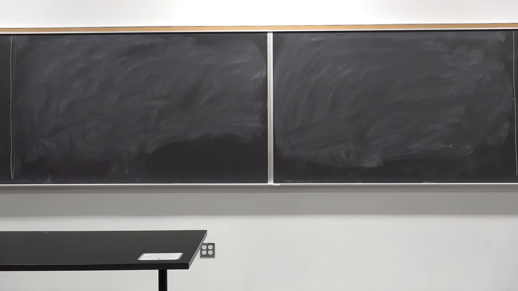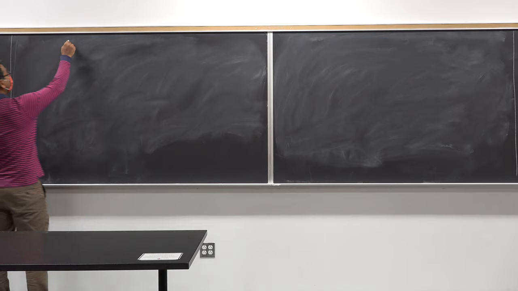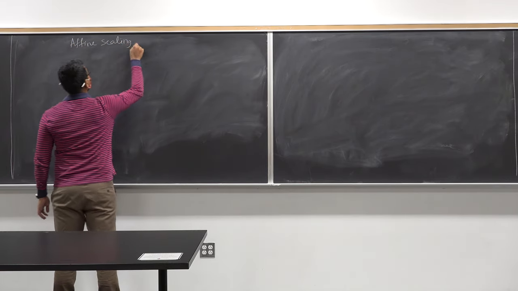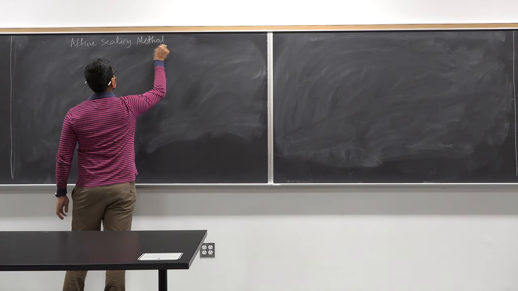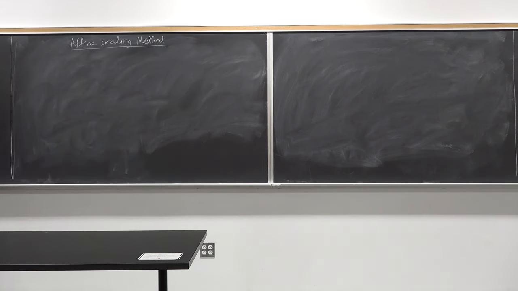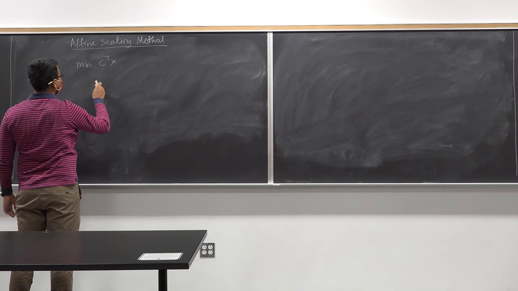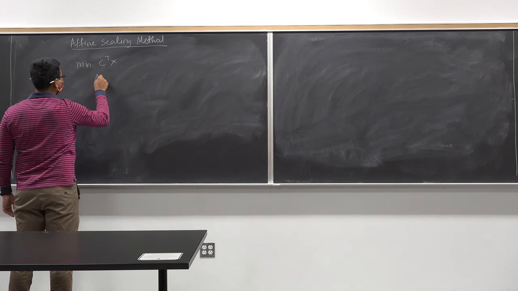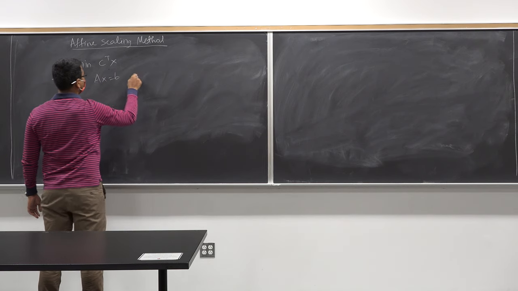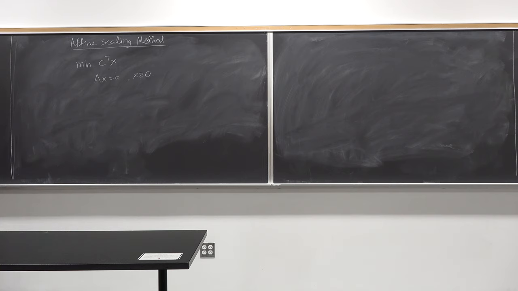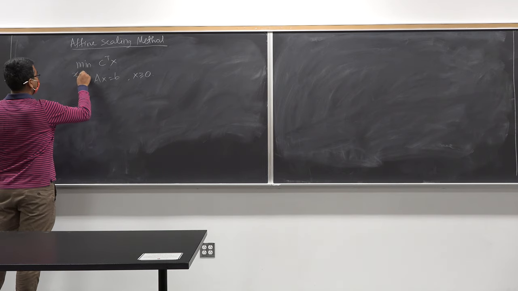Okay, let's get started. Today's topic for discussion is the affine scaling method. The goal in the affine scaling method is to solve problems of this type. It's a linear programming problem. I want to minimize c transpose x such that Ax is equal to b and x is greater than or equal to 0. That's the problem I want to solve. x in Rn.